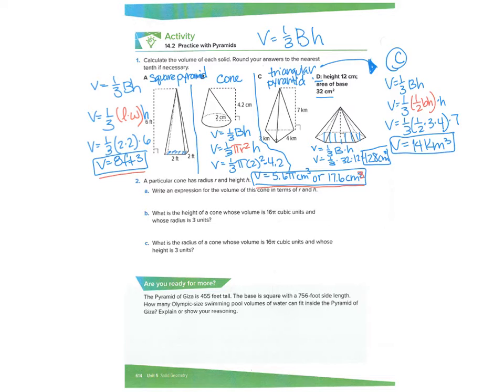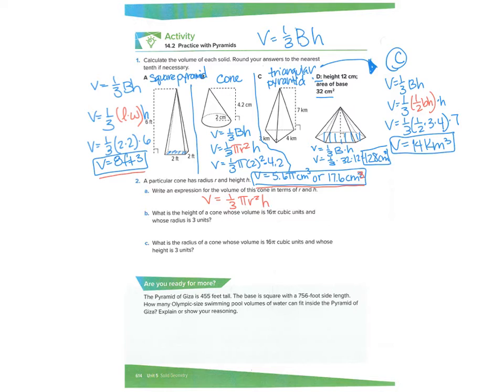Write an expression for the volume. So we know that to be 1/3 big B times h, which if it's a cone, my base is a circle. So it's pi r squared times the height. Pi r squared for the base, which is a circle.